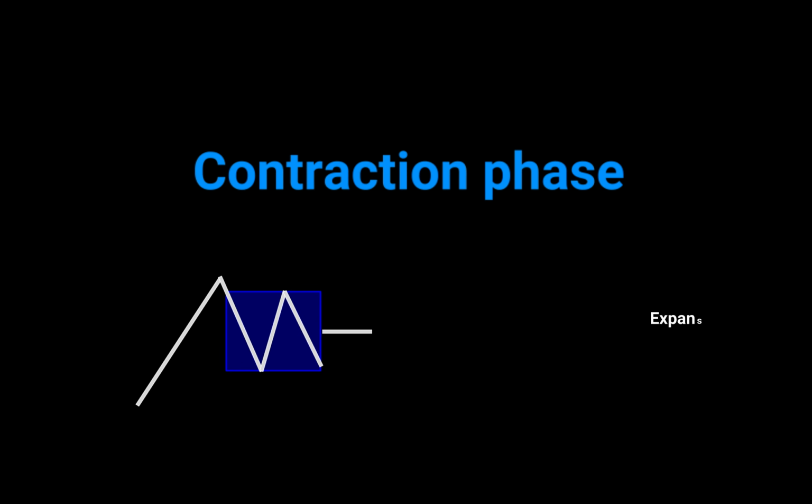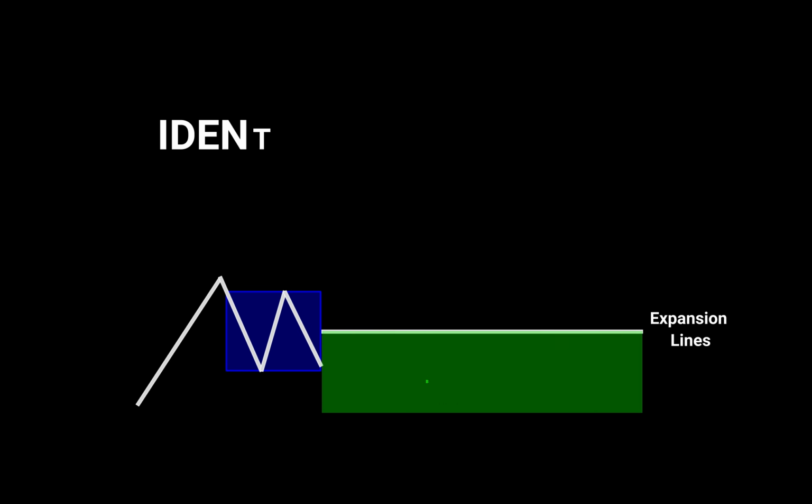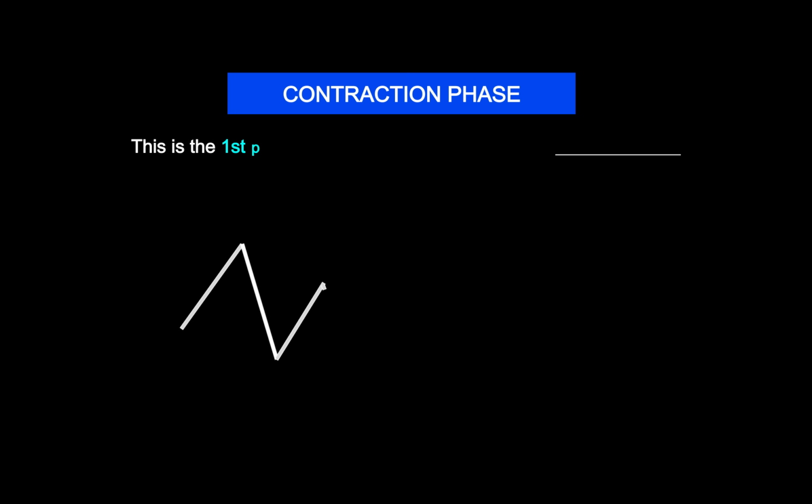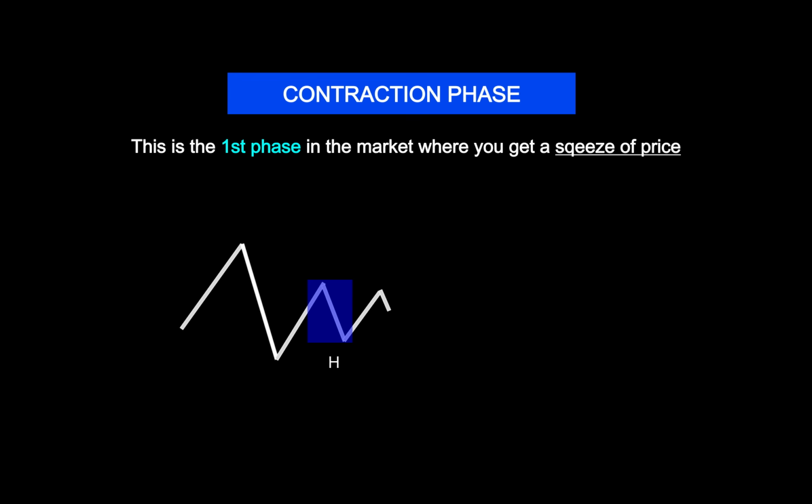Once you learn how to draw these contractions and project the expansion lines from them, the market stops looking chaotic and starts looking like a blueprint. Today, I'm going to show you how to spot contractions, how to draw them, how to use the expansion lines, also known as value lines, to find high probability buy and sell zones. Let's dive straight into it.